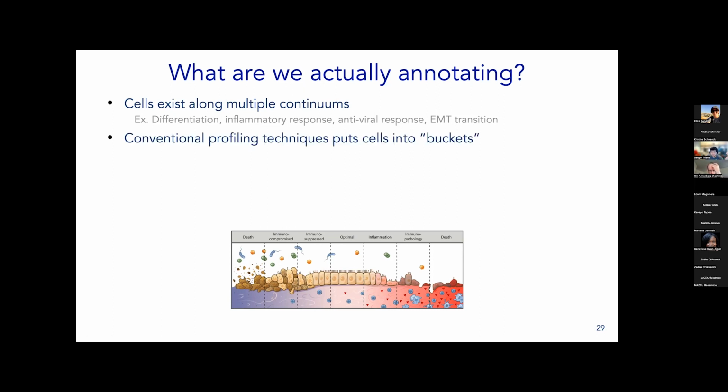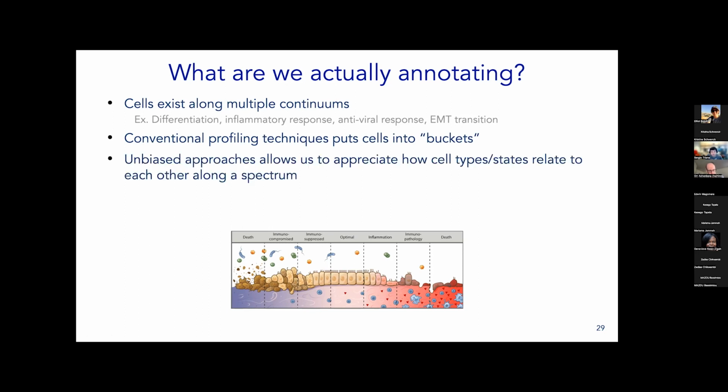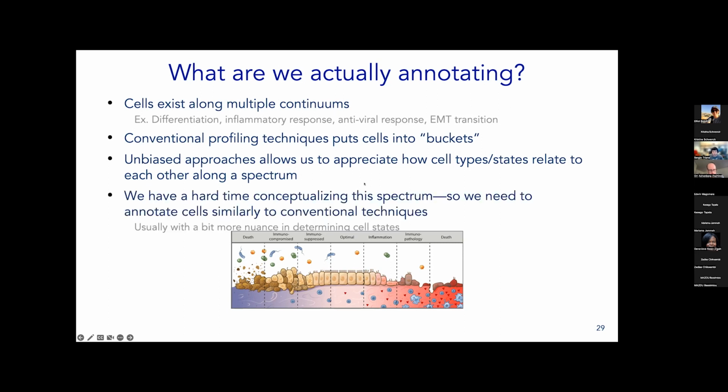So normally most of the techniques, as we have been discussing so far, put things into buckets or into groups. So we will have most of our cell types in a defined group. But this can be a bit arbitrary or not necessarily as specific. So this is something to take into account. And having these unbiased approaches allows us to appreciate how different cell types and states relate to each other across the spectrum.